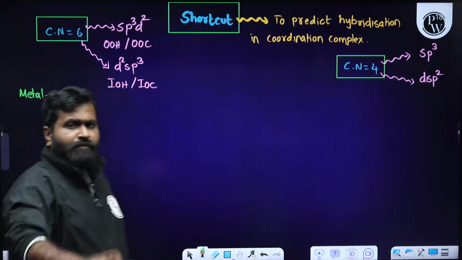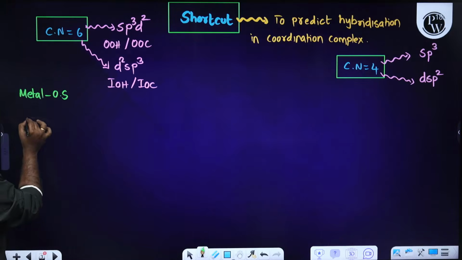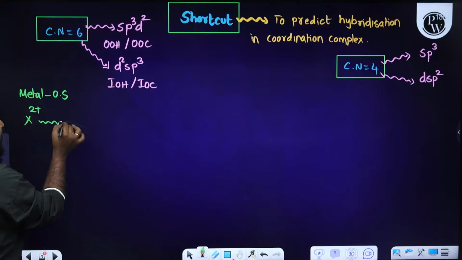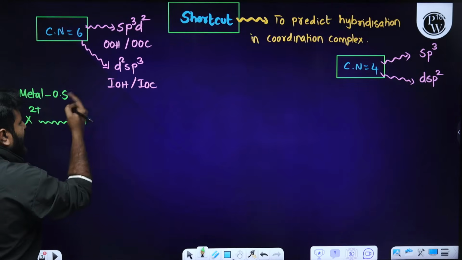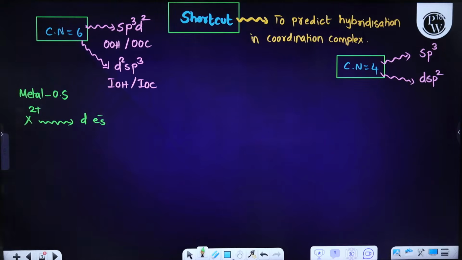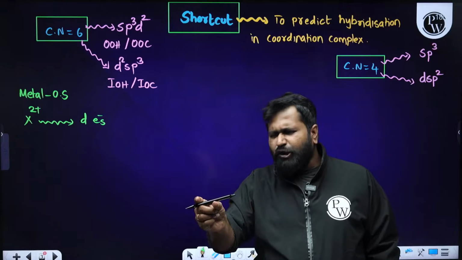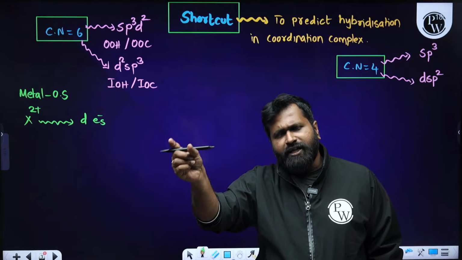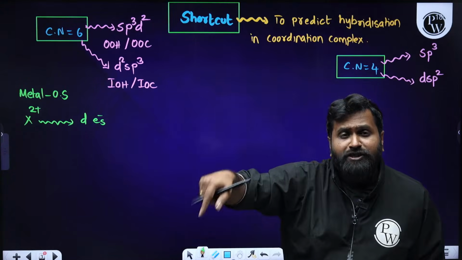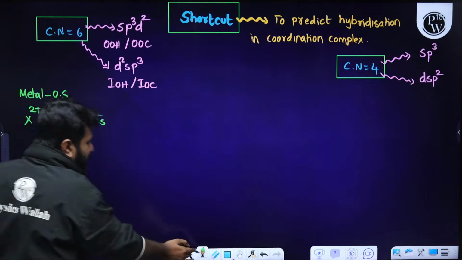If the metal is present in some 2+ state, with the help of the electronic configuration we can tell how many d electrons are present in that metal. If I come to know this metal is present in +2 oxidation state, automatically I can calculate how many d electrons are present in that metal. That is the shortcut, my dear students.